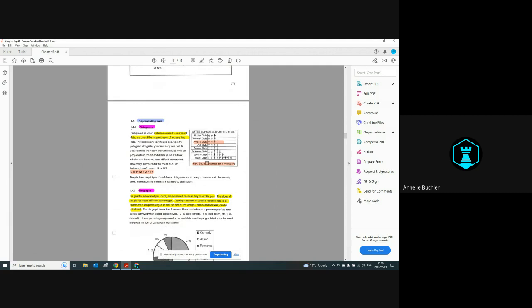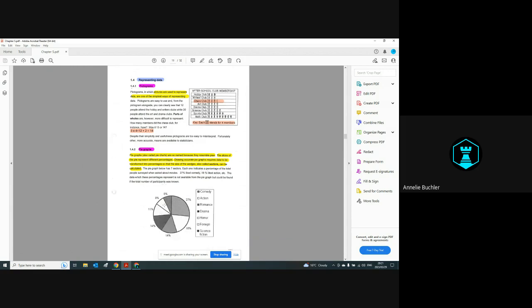We're going to move to pie graphs. A pie graph is also called a pie chart. They are so named because they resemble pies. The slices of the pie represent different percentages. Drawing accurate pie graphs requires data to be transformed into percentages so that the size of the wedges, also called sectors, can be calculated. This is quite important.